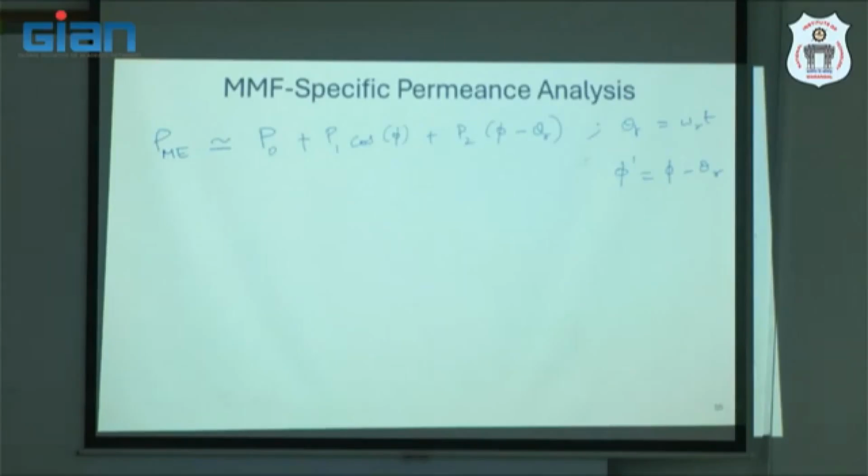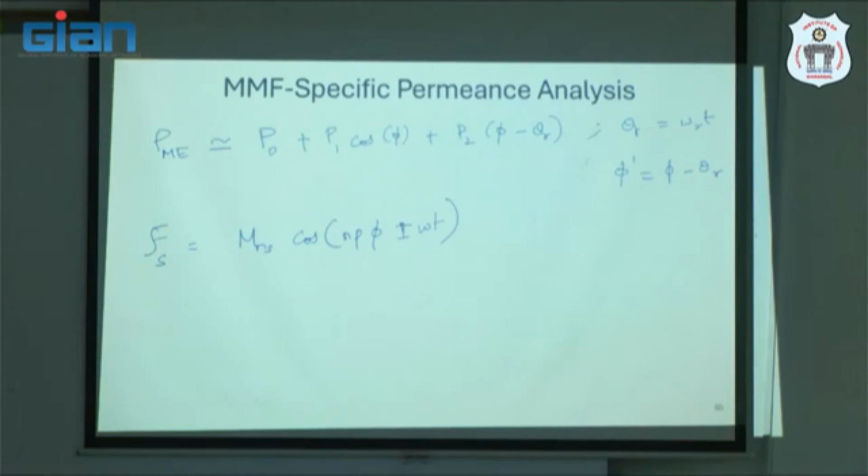Why did we do all these things? Because we are interested in doing what is known as an MMF permeance analysis. MMF permeance analysis demands an expression for the permeance function. Therefore, we have to come up with this expression. So once we have got this, my MMF in the stator winding is M N S cos(N P phi plus or minus omega t). Do you all agree? This is the expression I showed on the slide.